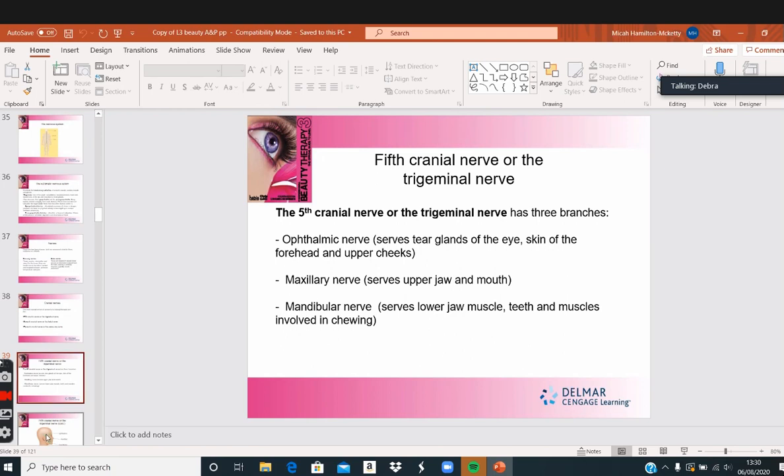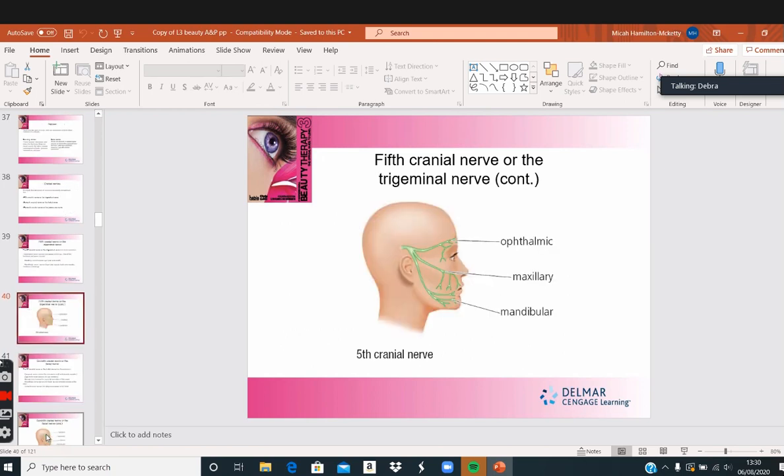Right, so where are they in the body? And here they are, which you need to look at and learn. That's the 5th cranial nerve. Important to us because we work on all these nerves. So around the eye, maxillary is the top, mandibular is the bottom.